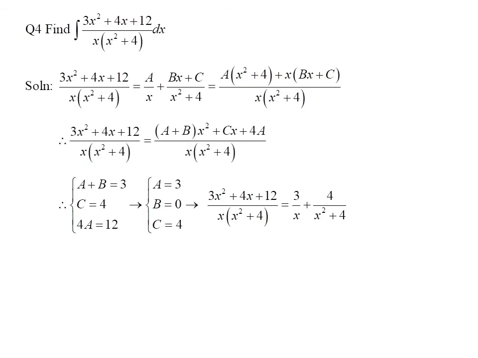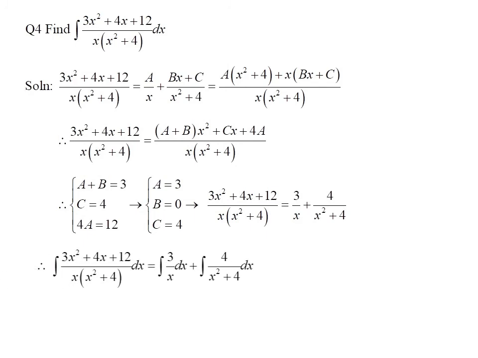After equating all the corresponding coefficients to those of the integrand, we have three simultaneous equations: a plus b equals 3, c equals 4, and 4a equals 12. Solving the simultaneous equations, we obtain a equals 3, b equals 0, and c equals 4. Hence, the integrand is written as 3 over x plus 4 over (x squared plus 4).